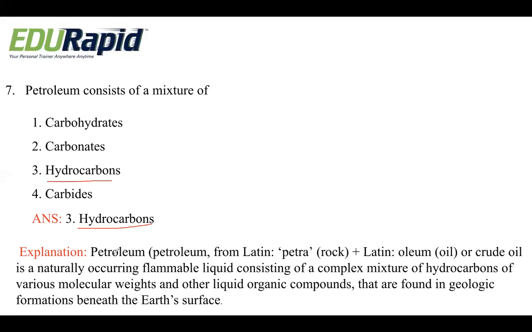Petroleum is from the Latin word petra, that is rock, plus oleum, in the sense of oil. Crude oil is a naturally occurring flammable liquid consisting of a complex mixture of hydrocarbons of various molecular weights and other liquid organic compounds that are found in geologic formations beneath the earth's surface. So petroleum is actually derived from the Latin words petra and oleum.